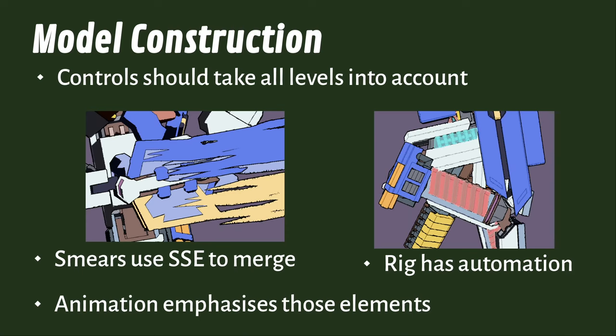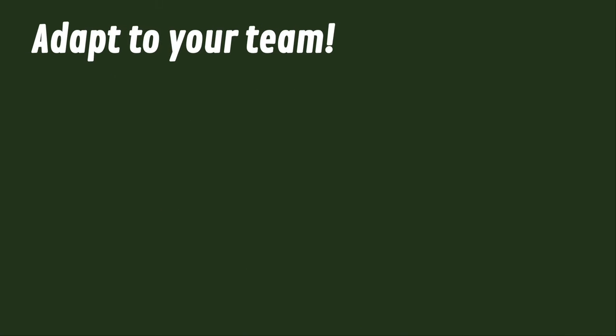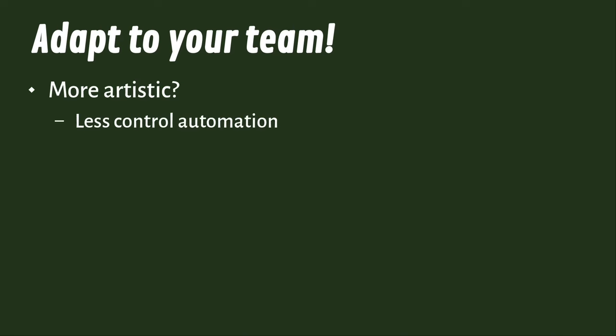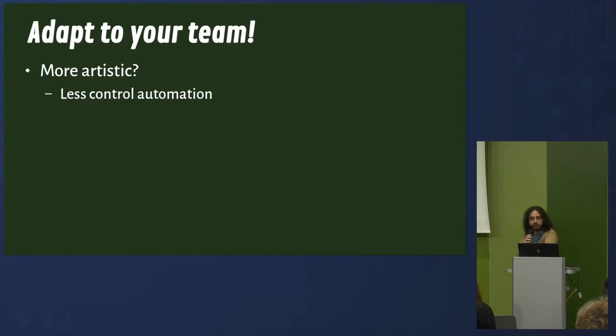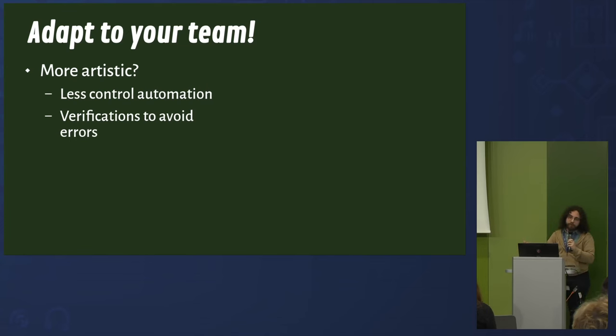My animation emphasizes those. But yeah, in the end you have to adapt to your team, of course, because that works for me. If your team is more artistic, I found that having more control over that usually works well. Artists like to fiddle with things, even if it takes forever. So you want less automation, more control. But you also want some verifications because the errors can be hard to recover from, so you have to make the tools very high quality of life.